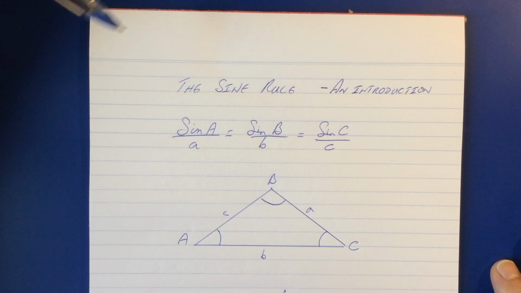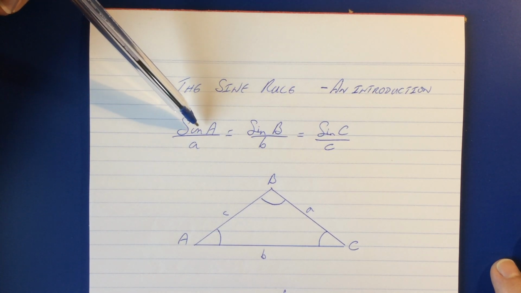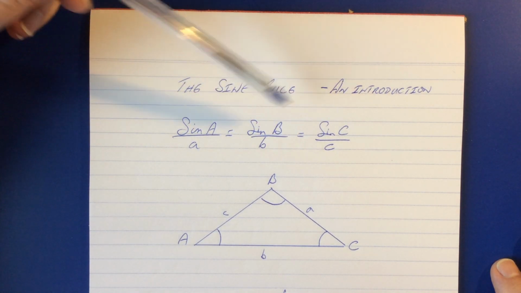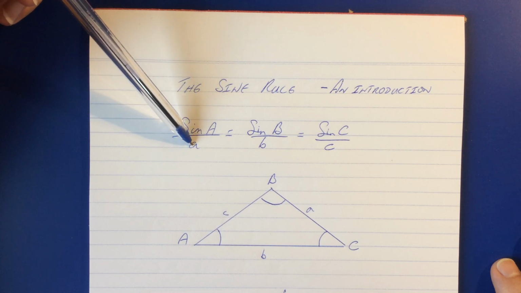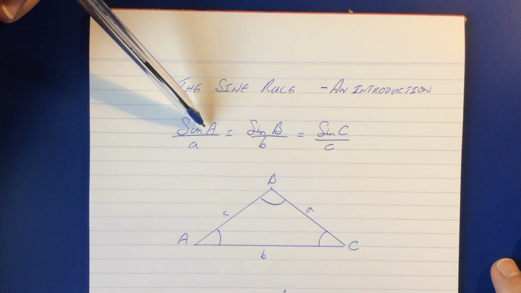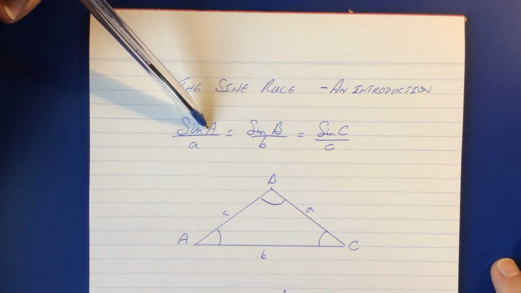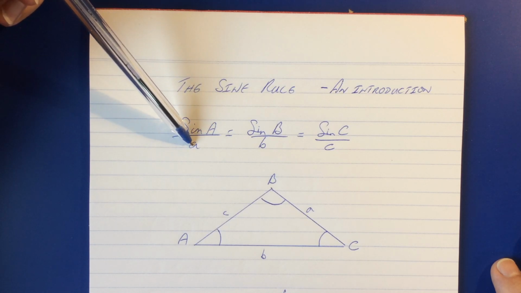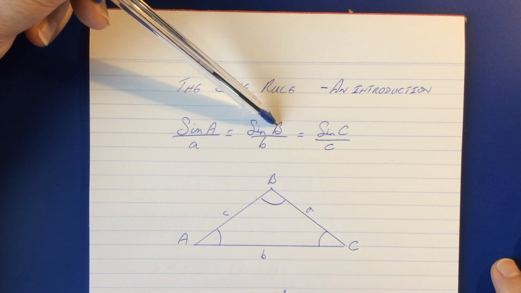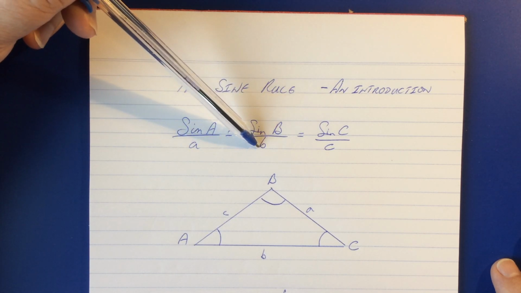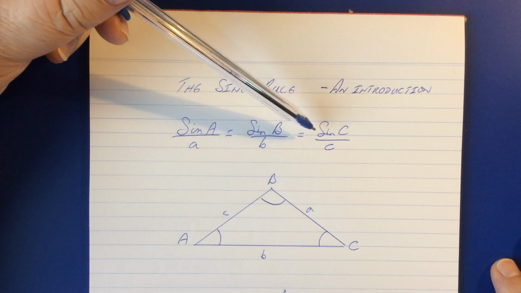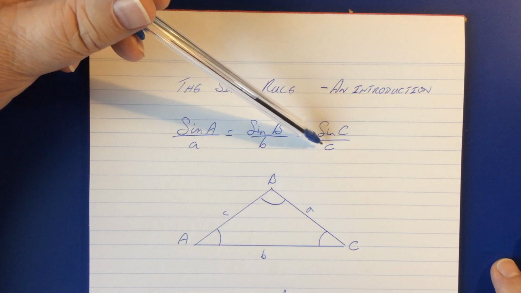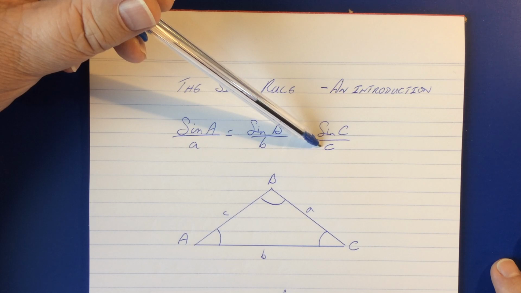Okay, so what is the sine rule? Well, this is the sine rule. It says that the sine of A divided by a, so that's the sine of angle A, capitalized, over a, which is the length of a line, is equal to the sine of B over the length of b, and the sine of C over the length of c.